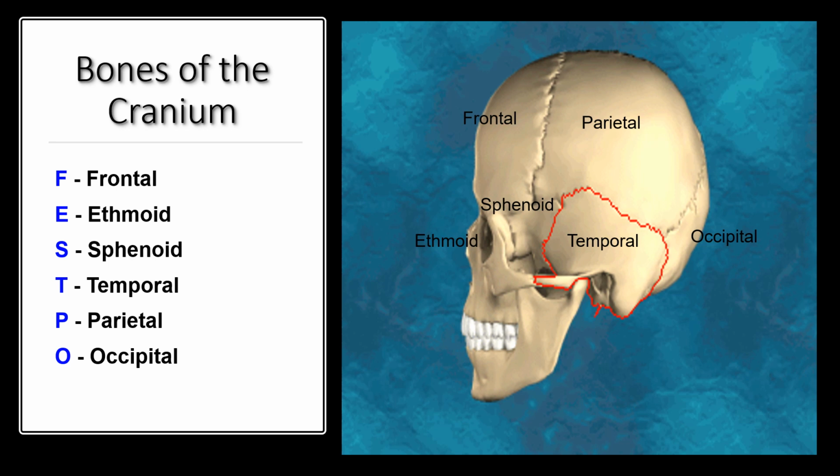So these are the bones of the head. So say them after me. Frontal, ethmoid, sphenoid, temporal, parietal, and occipital.